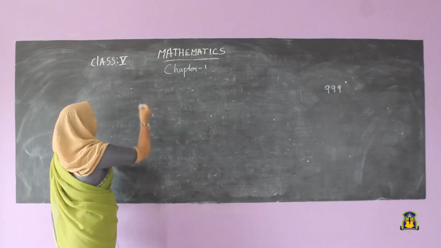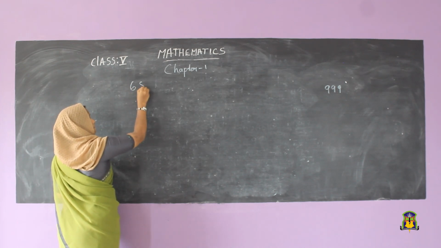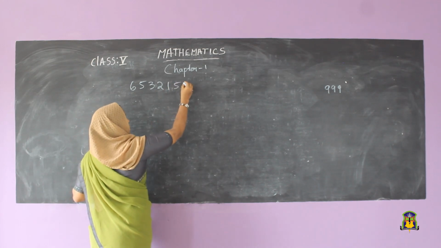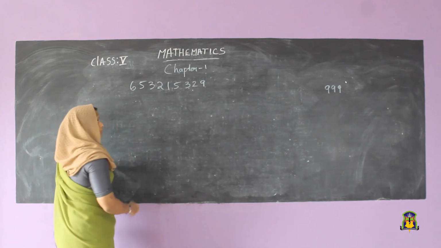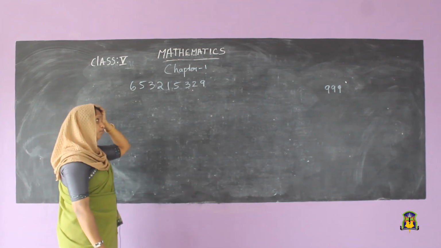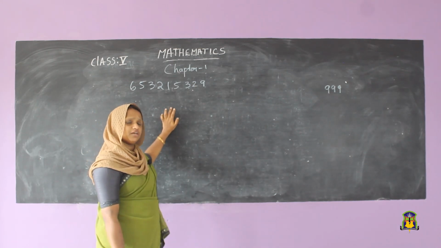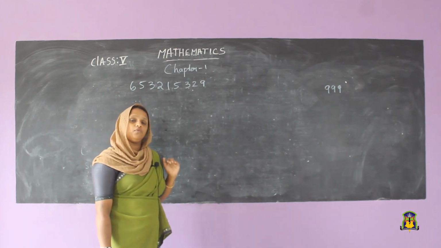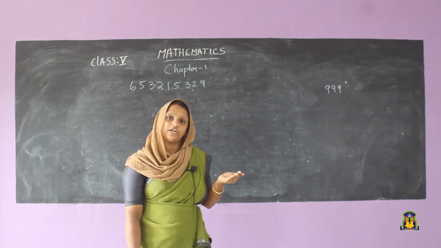Suppose you are given a number. Now we want to read this number. Do you know how to read this number? It's a large number, isn't it? To read this number, we want to use our place value chart. You have heard about the place value chart, haven't you?